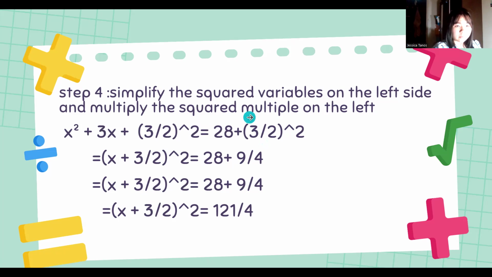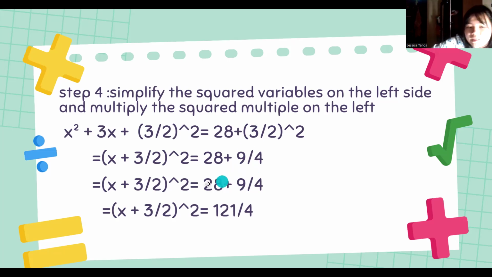3 and 3 are the numerators, and 2 and 2 are the denominators. So 3 times 3, which is the numerator, is equal to 9. And 2 times 2, which is the denominator, is equal to 4.